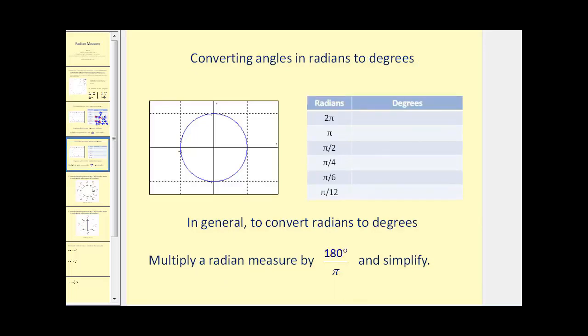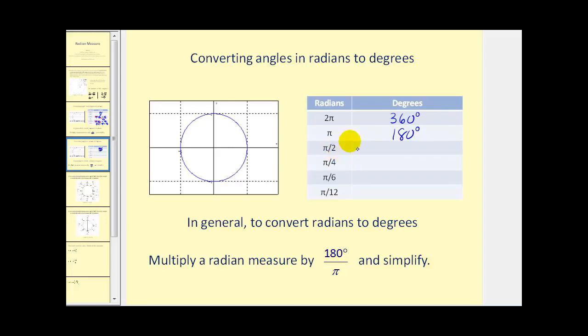Let's do the opposite now. We'll convert from radians to degrees. Notice often when an angle is given in radians, the units are not given. It's assumed they're radians. Again, 2 pi radians is equal to 360 degrees. That's a given. Half of 2 pi is pi, so half of 360 would be 180 degrees.